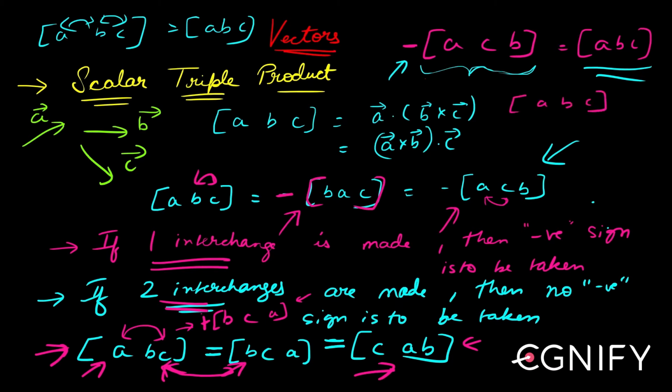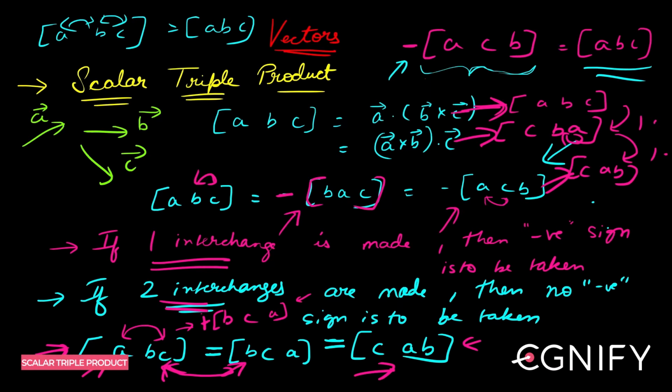So ABC. If I make one interchange, then I can write it as CBA, something like this. And then if I interchange these two, this was one interchange, and one more interchange if I make, then that will be CAB. So because I made two interchanges, this and this are equal. But remember, this and this are negative of each other. This and this are negative of each other. So this and this are the same, right? That is what I mean to say. So this rule is coming from that.